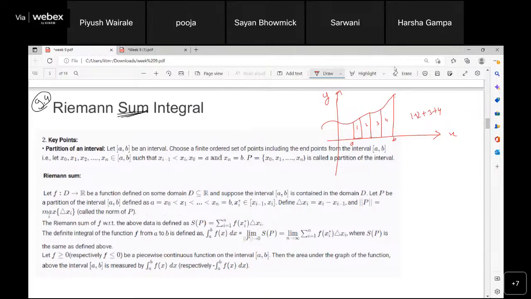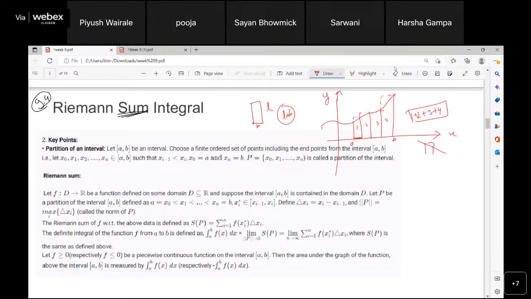But how to find out the area of 1, 2, 3, 4? So for that, if I assume this is a rectangle, all of these are rectangles. It might be like this or like this also, no issue, right? So we know how to find the area of a rectangle, that is length into breadth. If I know the area of all the 4 intervals, I can simply find out the area between this curve. But I need to find out the area of each individual interval.